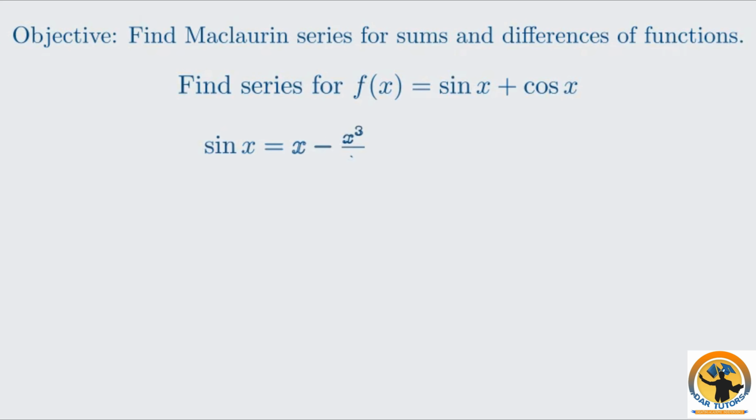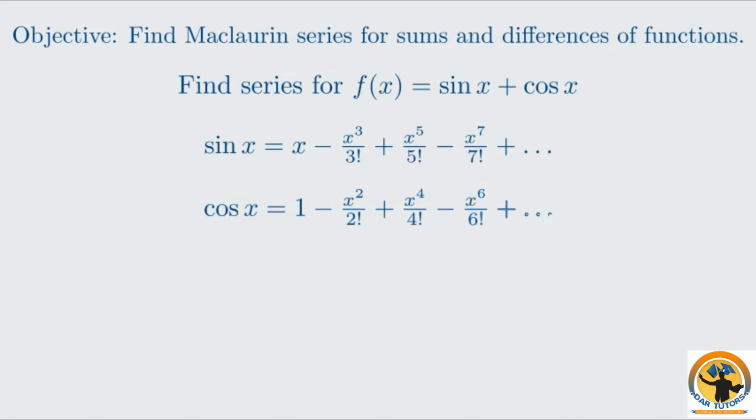Let's find the Maclaurin series for the function f of x equals sine x plus cosine x. We will use the known series for sine x and cosine x. The series for sine x is x minus x cubed over 3 factorial, plus x to the 5th over 5 factorial, and so on. The series for cosine x is 1 minus x squared over 2 factorial, plus x to the 4th over 4 factorial, and so on.